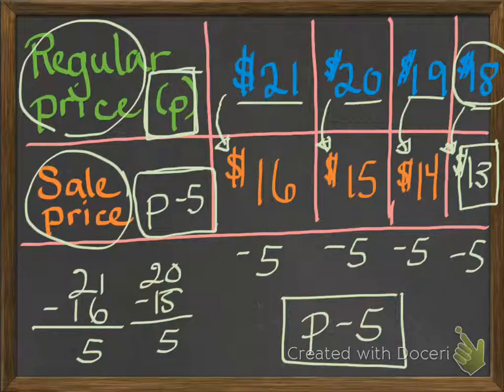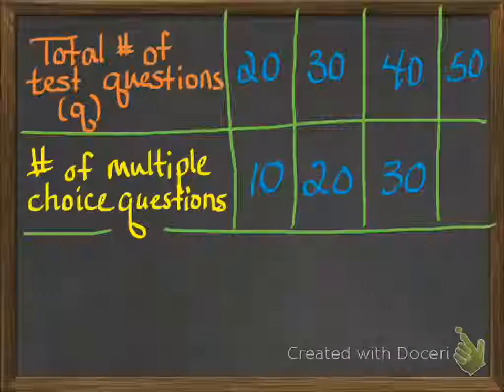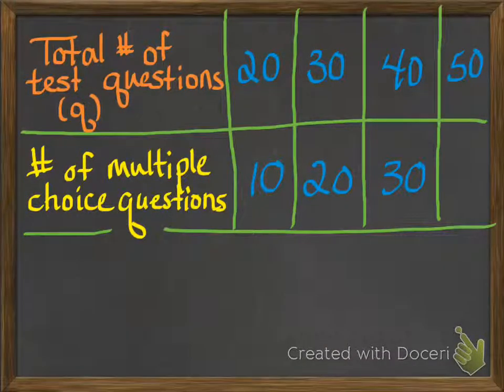And we found what the expression was by looking at the relationships between the first row and then the second row. So that's all we're doing today, we're going to be writing expressions like this and looking for relationships. Okay? So let's take a look at another one. The total number of test questions is going to be expressed with a variable Q. And for the number of multiple choice questions, we're going to have to find out what that expression is. So we're going to be filling in that little box right there.